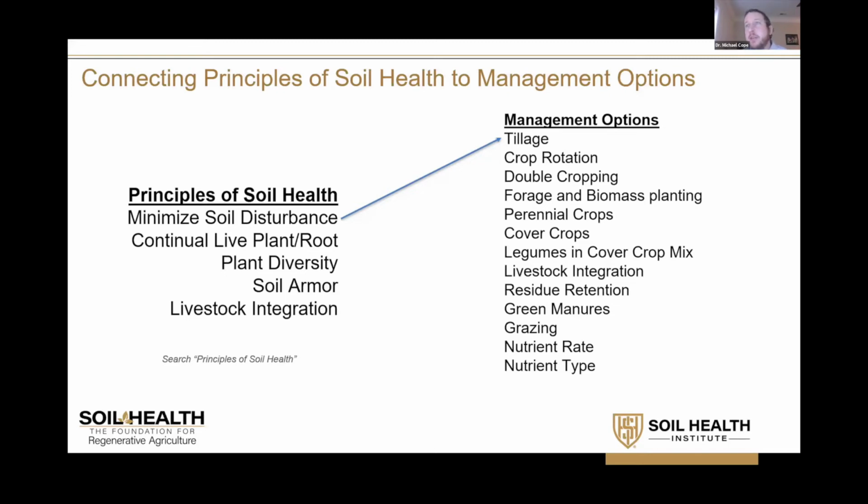And so the first is minimizing soil disturbance. The NRCS actually lists 3 types of disturbance: physical, chemical, and biological. Right now in our database, we can only currently connect this to soil tillage practices.